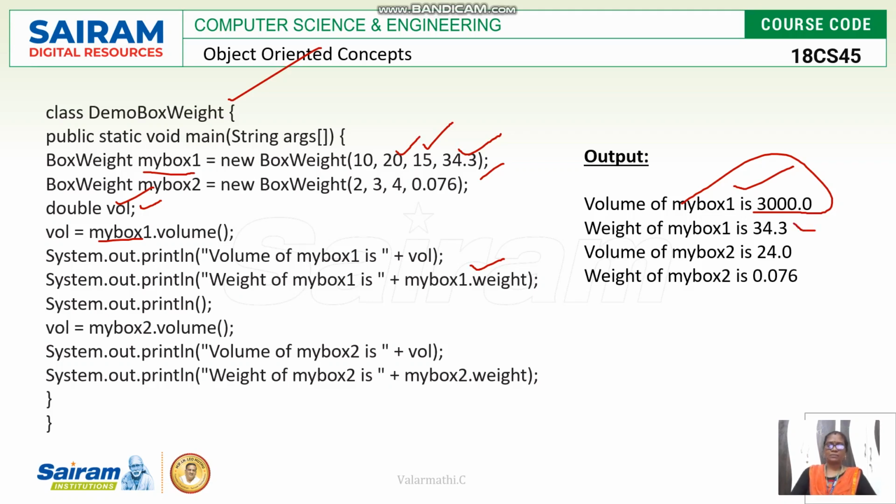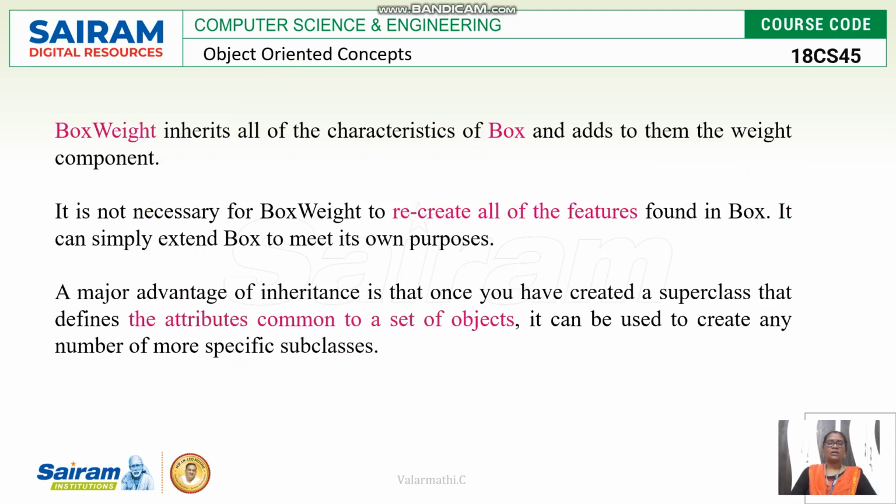Similarly, it is done for the second object also. Volume of the second box is printed as 24, and the weight of my box 2 is printed as 0.076. Right. So it is not necessary for the box weight object to recreate all the features found in box. No need to recreate and no need to rewrite the code of box. Just by extending the superclass and adding the new features in the subclass, we can achieve this concept.